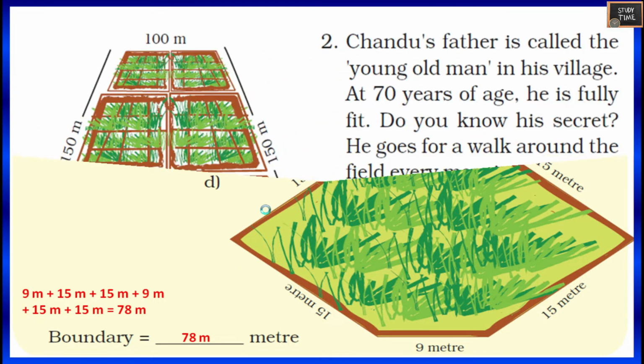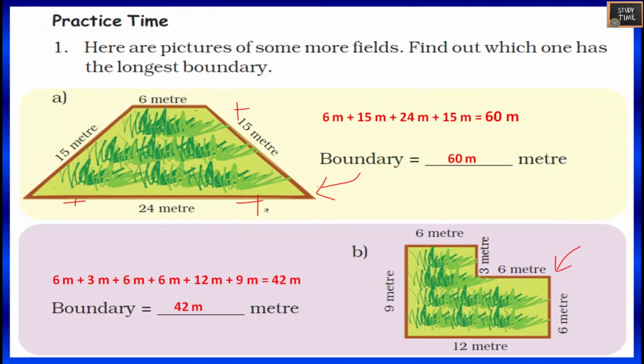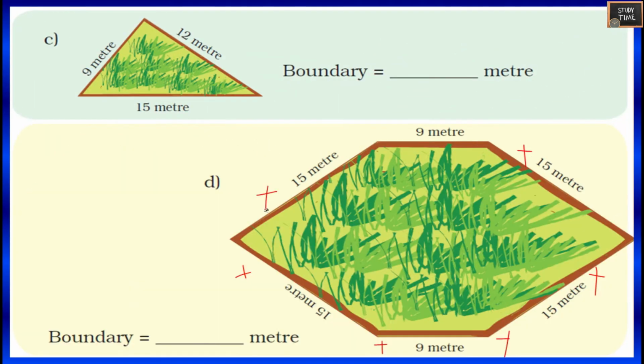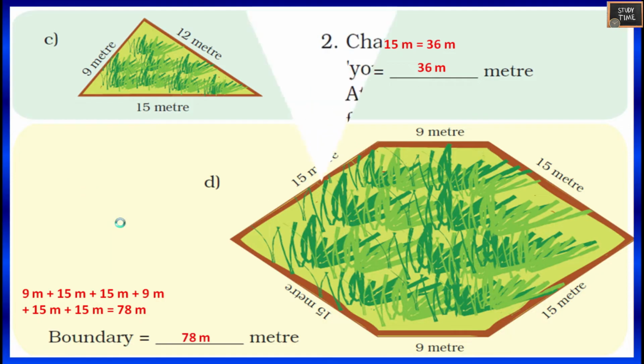So which is the longest among all of them? See here, the first one is 60, then 42, 36 and 78. So which has got the longest boundary? 78. Picture D has got the longest boundary.